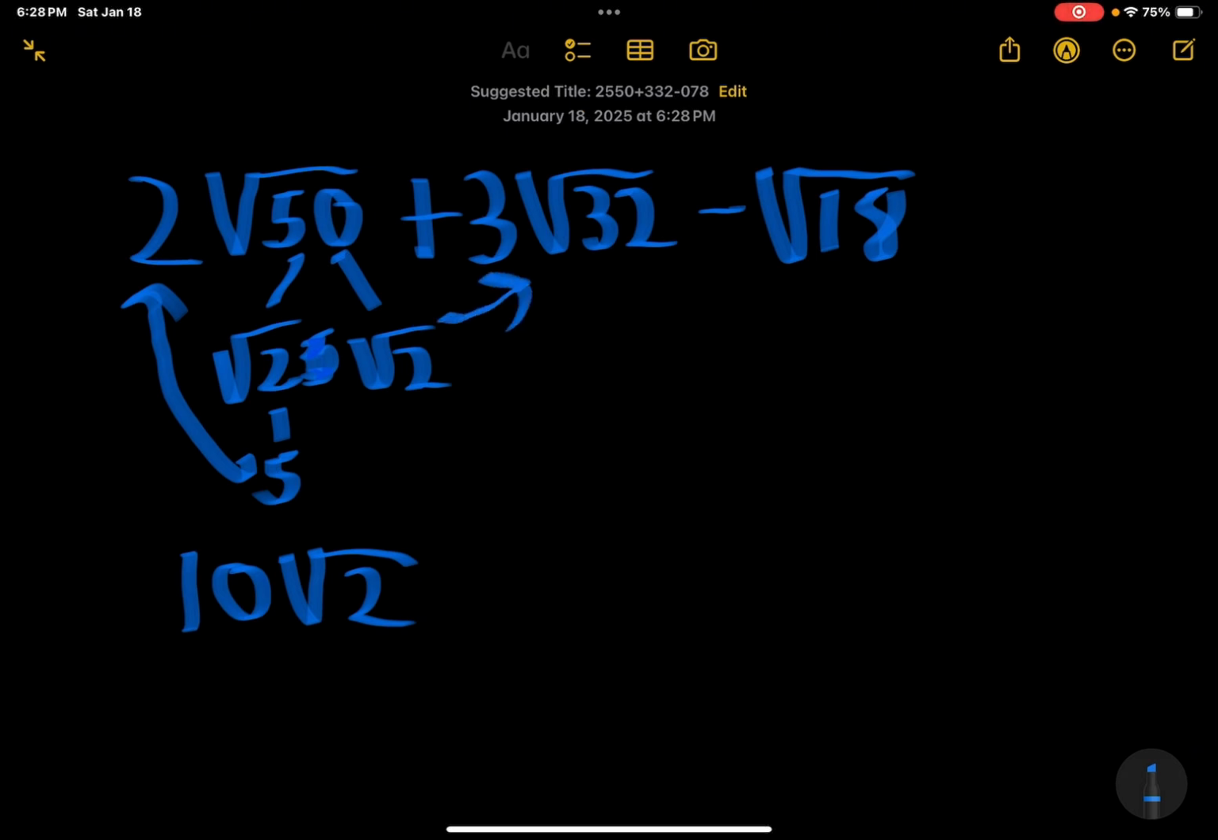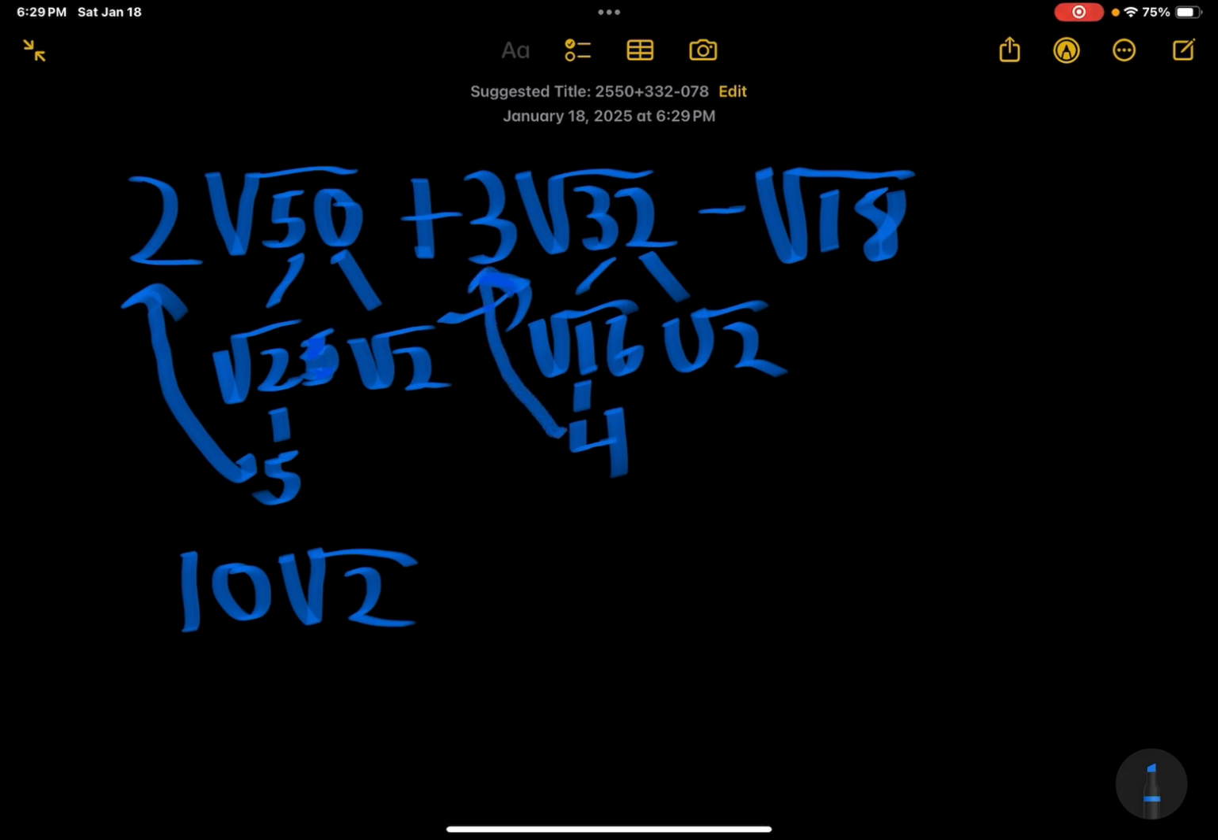Now we're going to go to the next one. So 32. We're going to go 16 and 2. So we're going to square root 16, square root 2. The square root of 16 is 4 because 4 times 4 equals 16. And then I'm going to multiply 4 times 3, and that's 12. So we're going to go plus 12 square root 2.